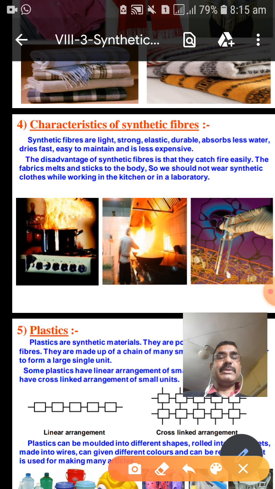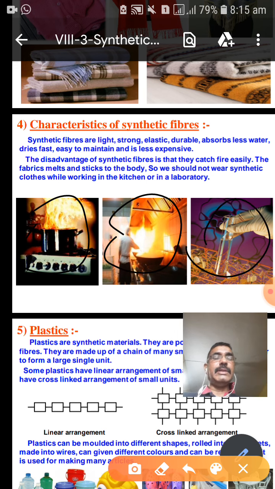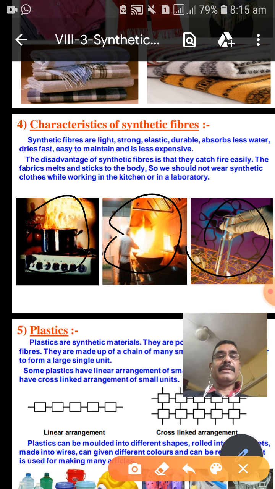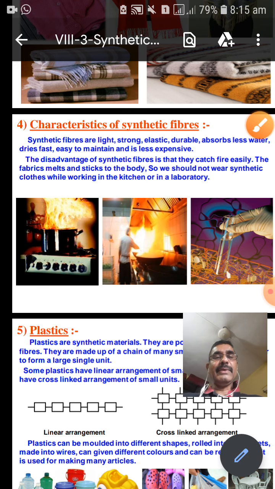So you can see the picture also now showing the places where, when working in those places, we should avoid wearing synthetic clothes. So this includes kitchen, then laboratory. So we should avoid wearing synthetic clothes while working in such places. So this is all about synthetic fibers.